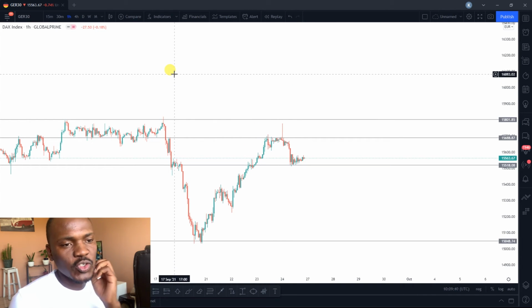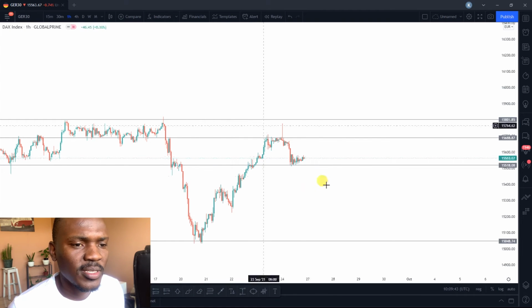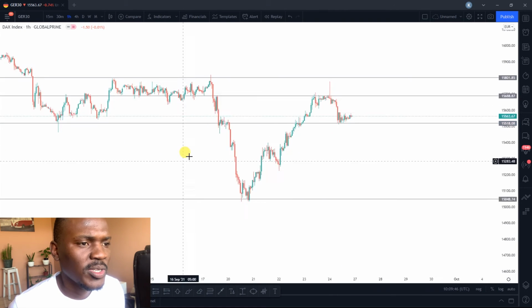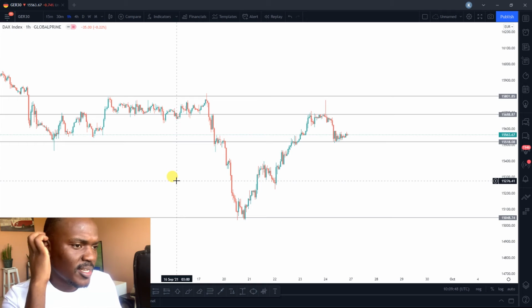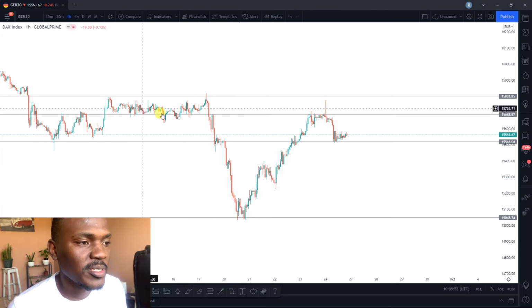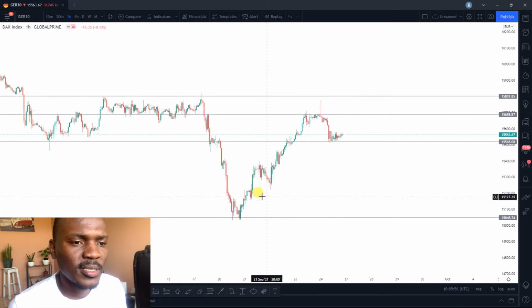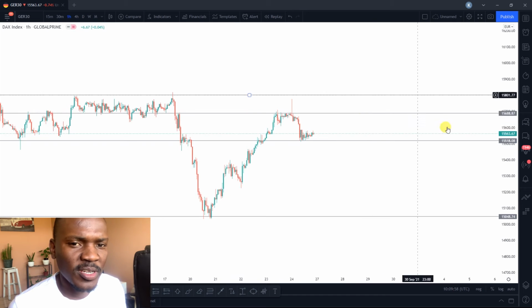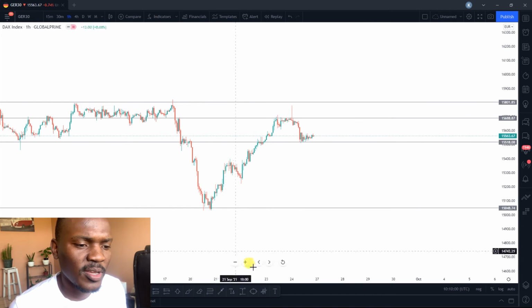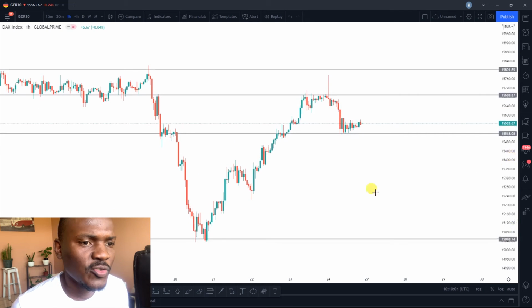So yeah, as I've told you guys, I have a sell on this pair here, which is the German 30, right? It's an indices. You guys can just do some research about it and see what it's all about. But it's a very good market to trade, especially if you're a day trader. You can make a lot of money trading this instrument.